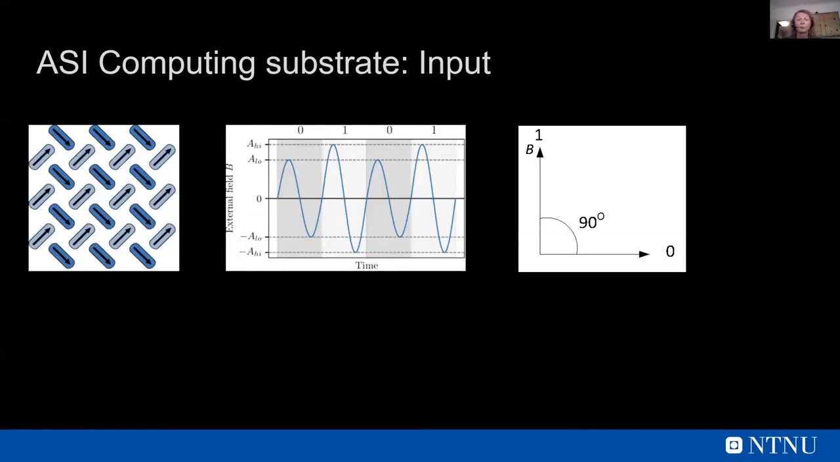So this is all about computation. And to do computation, we need some way of having inputs and outputs. For these spin ice systems, we can have the input as a magnetic field. We can use some kind of amplitude modulation to put in zeros and ones, as shown here in the middle. Or we can change the angle of the magnetic fields to code for ones and 0s as input bit strings.